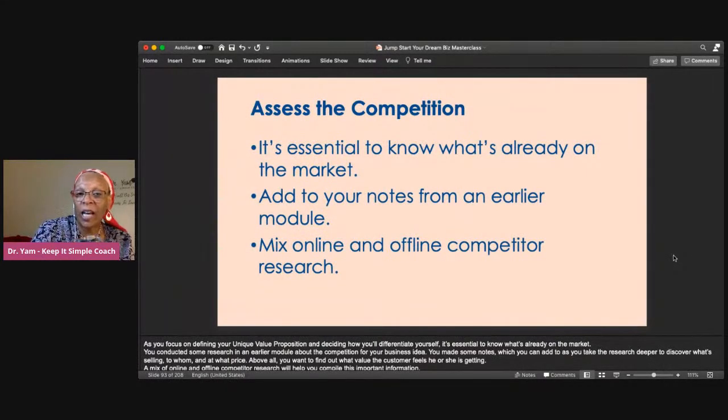Now, access to the competition. So you're focusing on defining that unique value proposition for yourself, and you're going to decide how you're going to differentiate yourself. It's essential that you know already about the market, and that's why that competition research also holds true. You want to conduct research to find out, as we talked about earlier in the other module, what is the competition doing? What is the value add that they're doing, if they are doing anything? They may just be doing the standard, status quo.